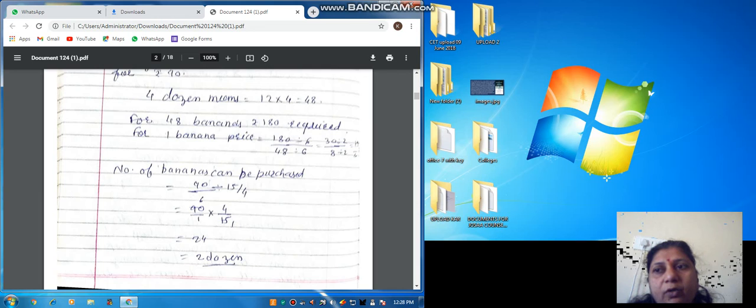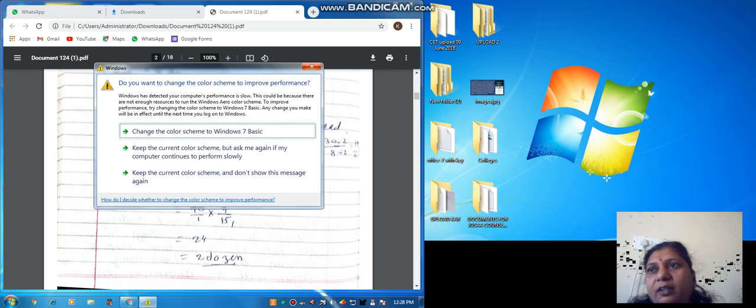15/4 का रेसिप्रोकल क्या होगा? 4/15, राइट? So let's divide. 15 1 जा 15, 15 6 जा 90. So 6 4 जा 24. 24 मतलब कितने डजन होते हैं? 2 डजन ना? Okay, so how many bananas can we purchase? 2 dozen. Let's take the next.